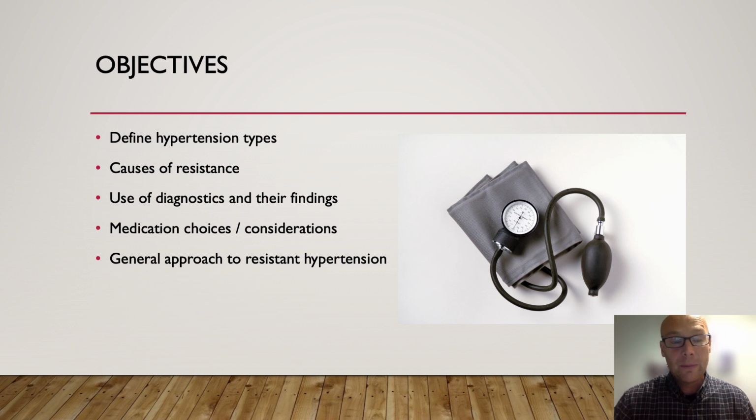We're also going to review some of the medication choices we have and their considerations, and then a basic general approach to resistant hypertension. A lot of these are recommendations through the American College of Cardiology. They're also found on UpToDate, other things like that, but it kind of gives you an algorithmic approach to try to treat these patients and where to start and other options that you may have.